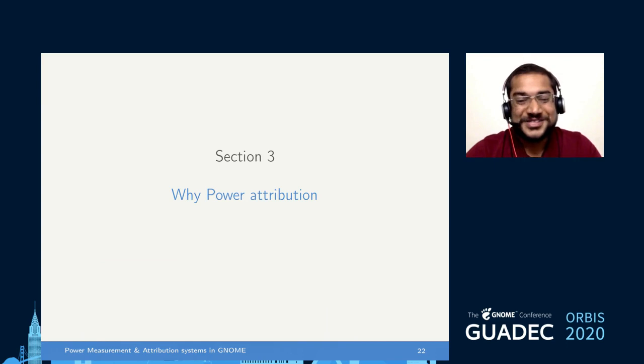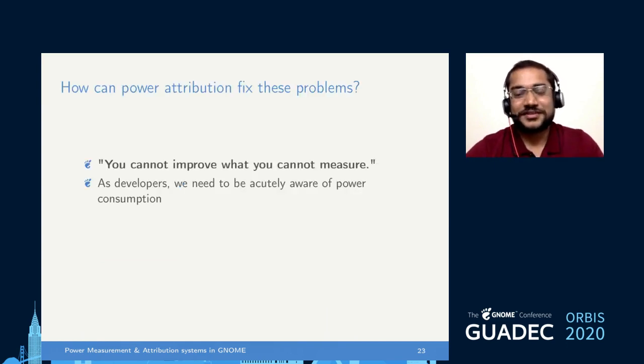Okay, so how does power attribution help solve this issue? I mean, you can do everything with power, but how can power attribution fix these problems? Well, I would say this is a bit of a cliche, but obviously you cannot improve what you cannot measure. Please don't kill me for this. It's a management cliche, I know, but it works beautifully for this concept.